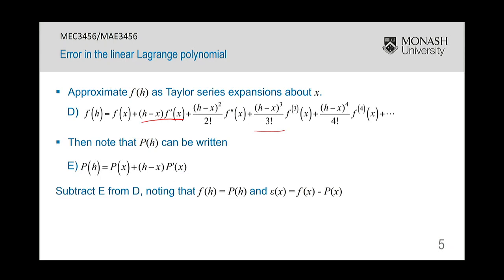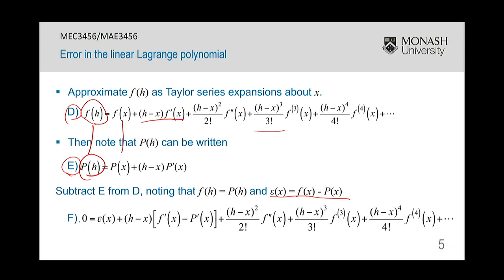Again, we're going to subtract equation E from equation D. We note that f of h and p of h are equal to each other, so that subtraction is going to be 0. We notice again that our error is just equal to f of x minus p of x, so that is going to be the error term. And if we do the subtraction, we see that 0 is equal to epsilon of x plus h minus x times f dashed of x minus p dashed of x plus a second order term plus higher order terms that we're going to neglect. So equation F is the other equation that we need to use.